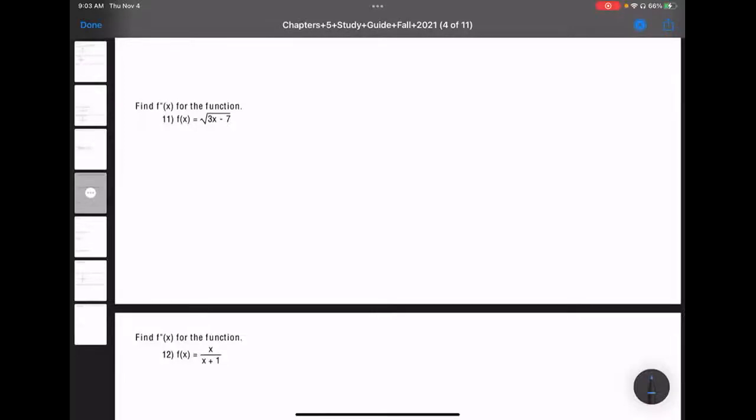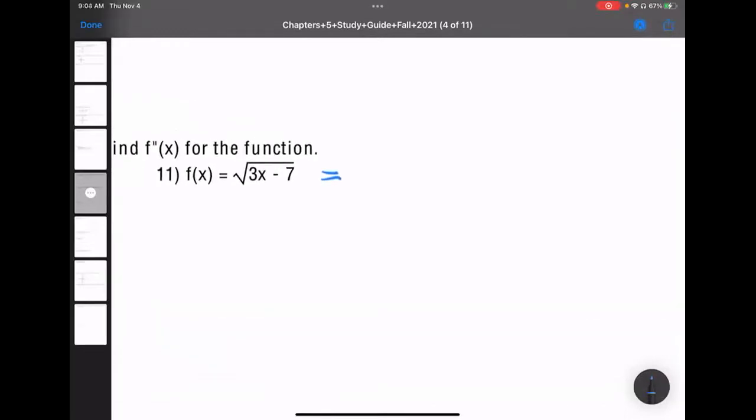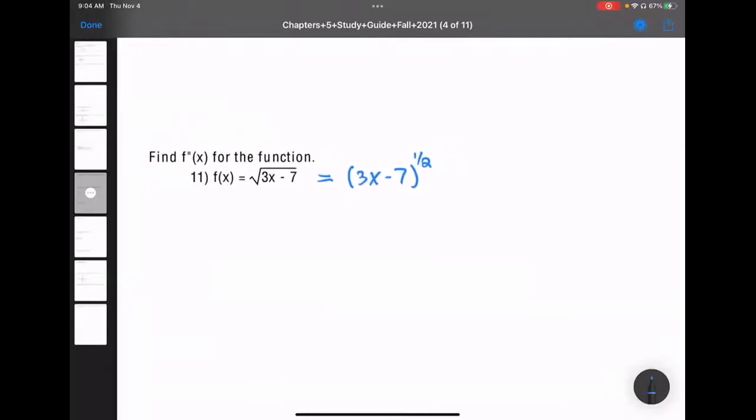Okay, let's start. So we're looking for the second derivative of the function. So this will be a two-step problem. We're going to first find the derivative of this function, and then we'll find the derivative of the derivative. All right, so right off the bat, you want to rewrite the function as (3x minus 7) to the 1/2 power, and that way we can much more easily do the chain rule.